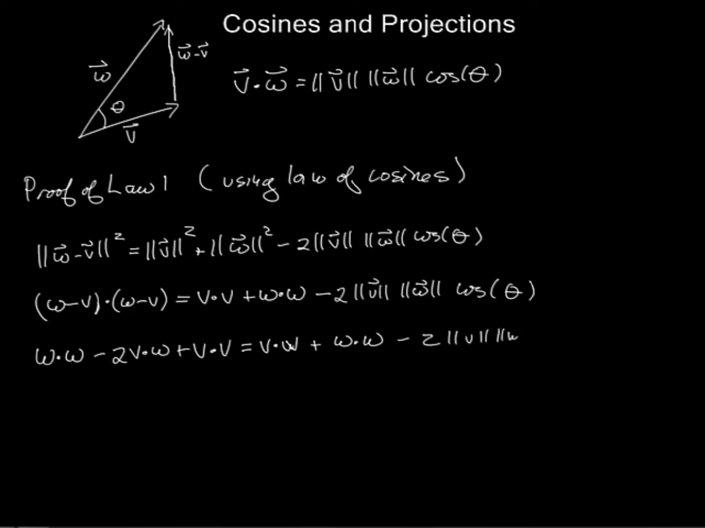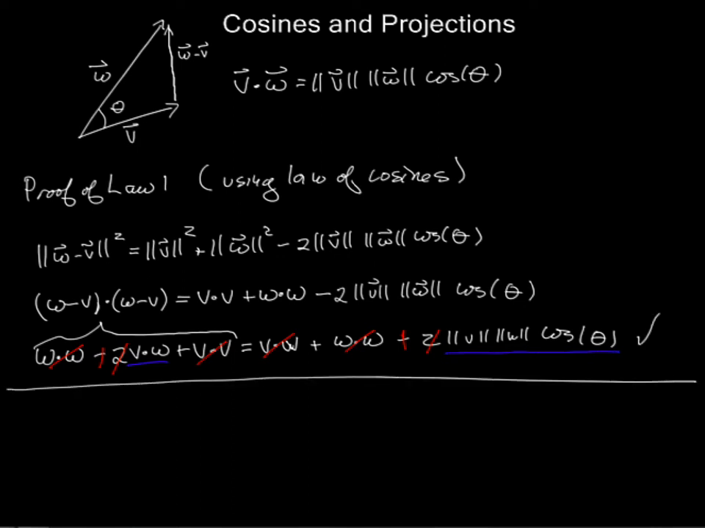And now you just cancel the w dot w on both sides, and also the v dot v, and also the minus 2's, and I conclude exactly what I want. v dot w is equal to length of v, length of w, cosine theta. So these two laws are really very, very closely related to each other.